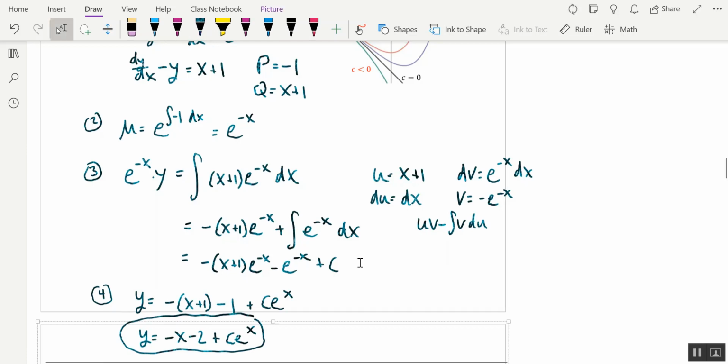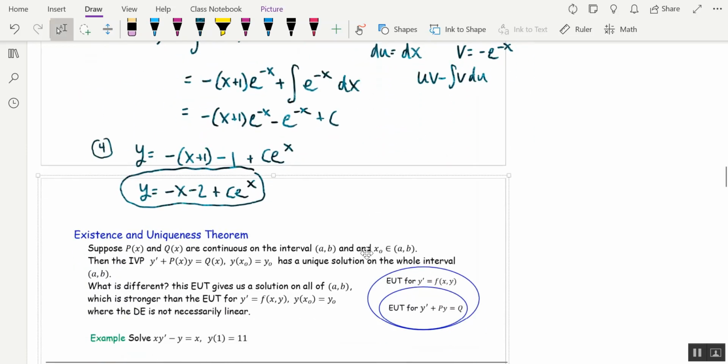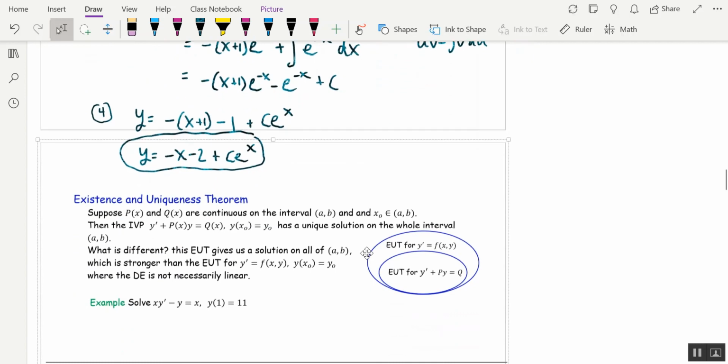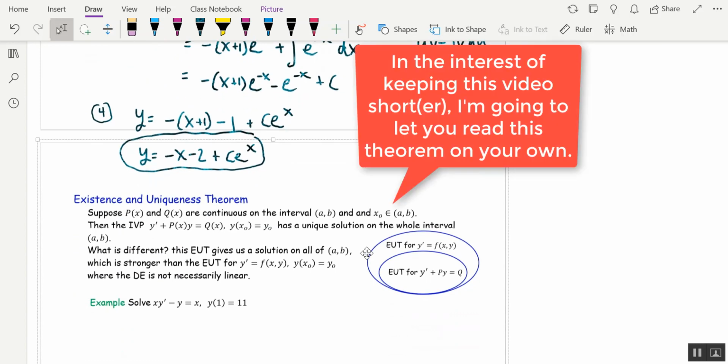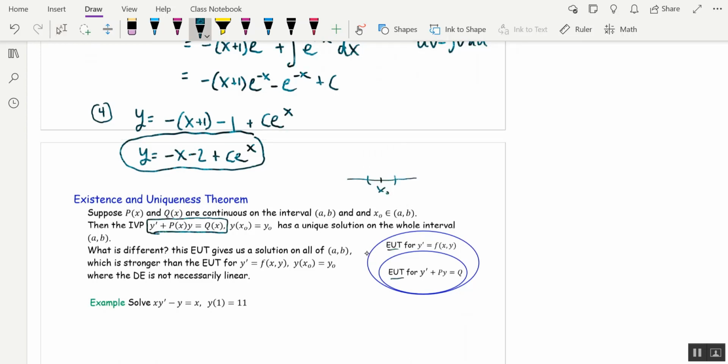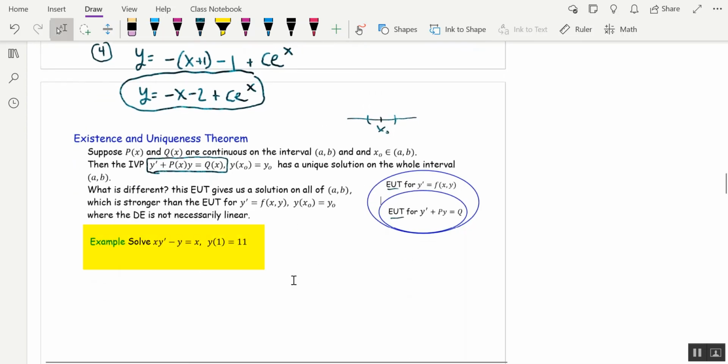Okay, one more problem we'll do together. First, I want to mention existence and uniqueness theorem. Yes, there's another one, but this one is for differential equations that are linear and first order. So here's an example. We're not using the EUT, but I do want to explain some things as we go.